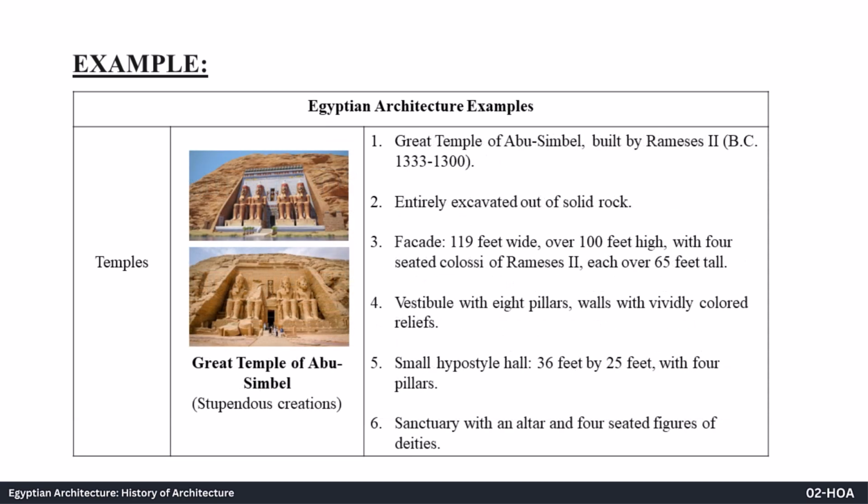Great Temple of Abu Simbel. Great Temple of Abu Simbel, built by Ramesses II, BC 1333-13, entirely excavated out of solid rock. Facade is 119 feet wide, over 100 feet high, with 4 seated colossi of Ramesses II, each over 65 feet tall. Vestibule with 8 pillars, walls with vividly colored reliefs. Small hypostyle hall, 36 feet by 25 feet with 4 pillars. Sanctuary with an altar and 4 seated figures of deities.